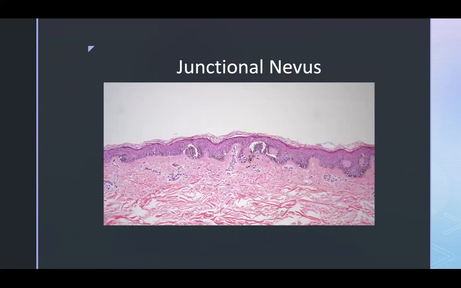Here's a junctional nevus. You can see nests of aggregating nevus cells along the junction here. There's nothing in the dermis.